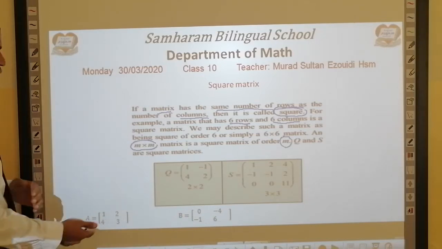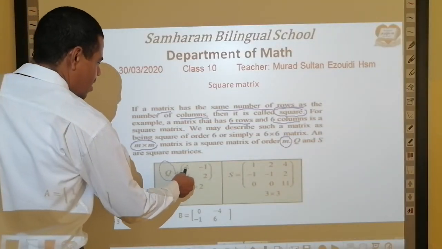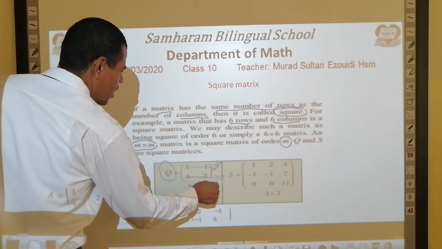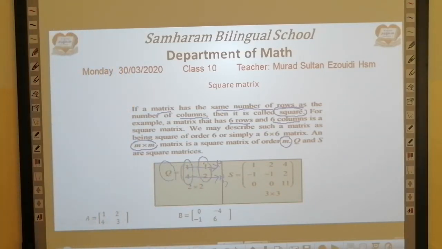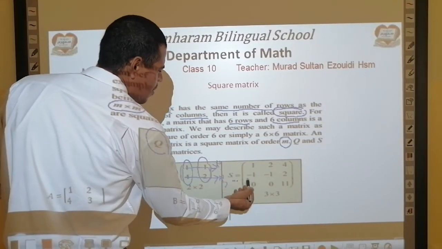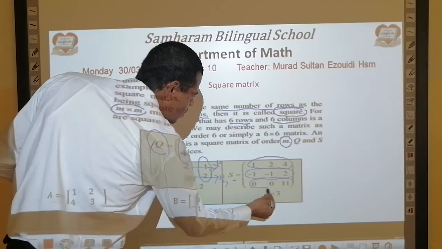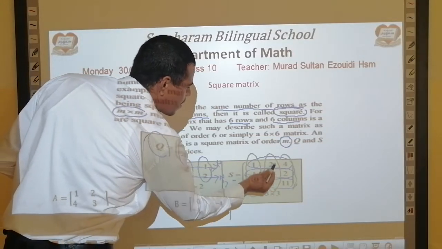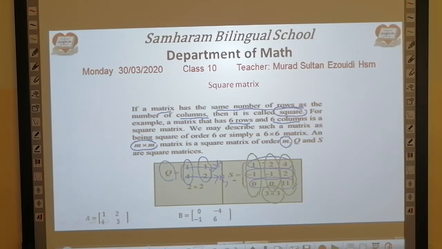Okay, for example here, look at the following. Q is a matrix. How many rows? Row number one, row number two, R1, R2. And how many columns? Column number one and column number two. So this is called a square matrix of order 2, or 2 by 2. Then this one, S, also is a square matrix. Why? Because I have three rows and I have three columns. So the order of this matrix is 3 by 3, the number of rows multiplied by the number of columns.